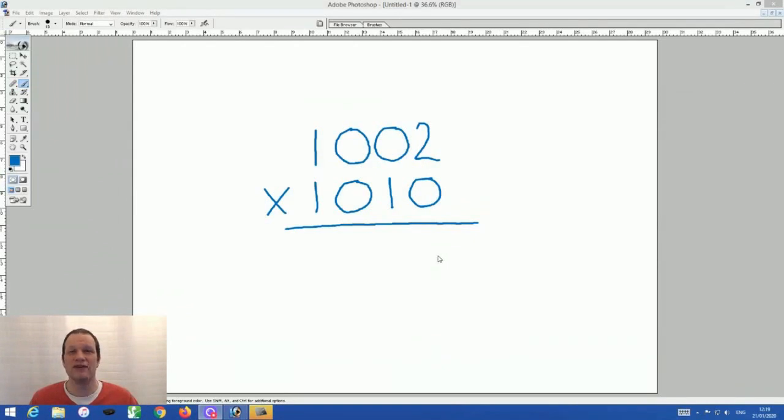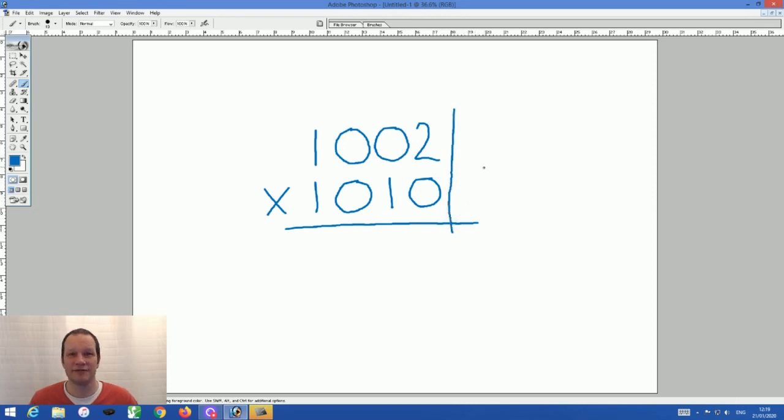1002 times 1010. Again, we draw a line behind the numbers and write down the difference with the base number, in this case 1000. So for 1002 it is 0, 0, 2. So three positions, because 1000 has three zeros. And for 1010 it is 0, 1, 0. Again three positions, because 1000 has three zeros.